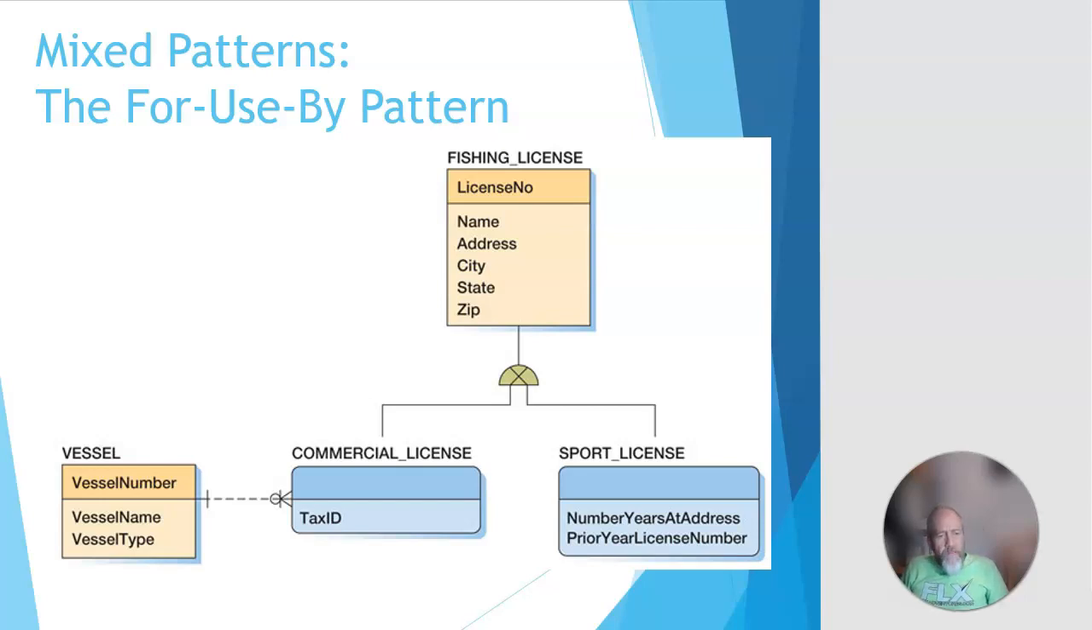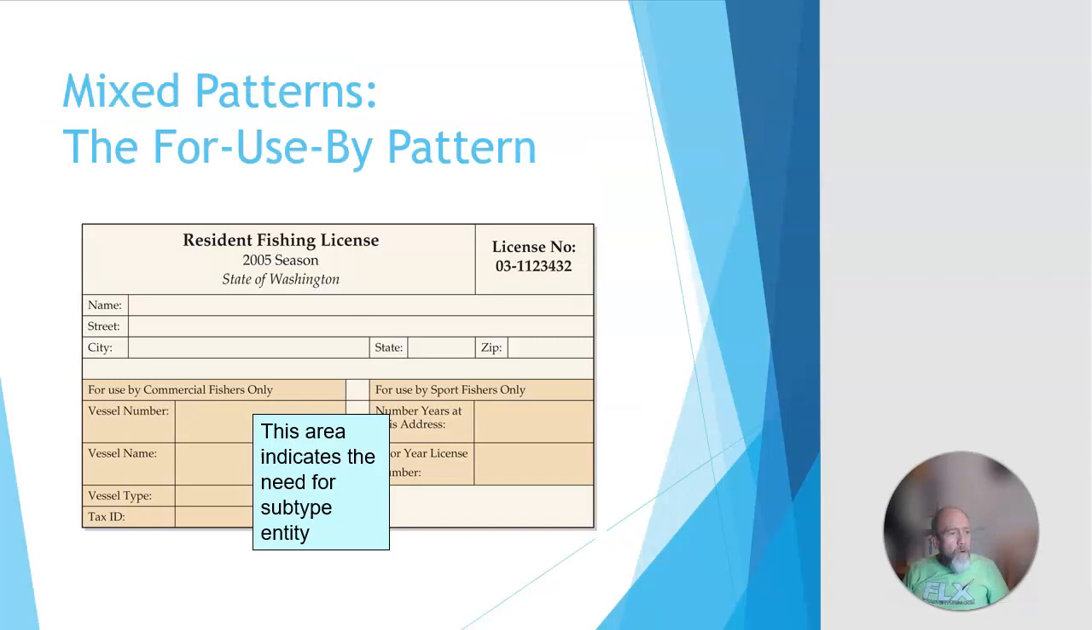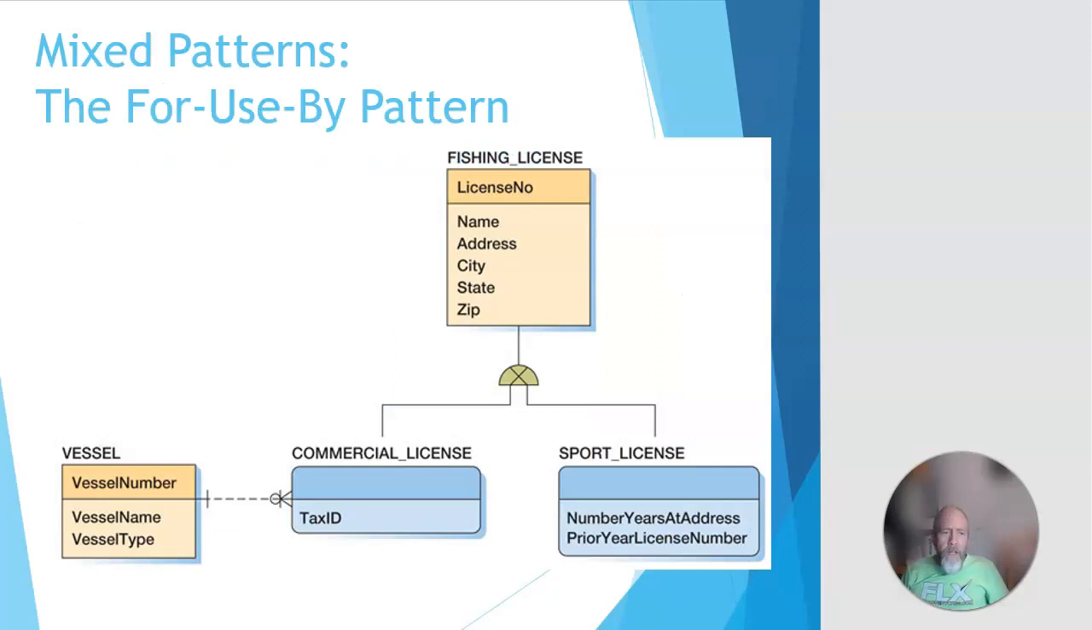Now, note that the vessel is off to the side. It can be its own entity. Now, if I were just modeling this form, and only this form, these would have no use other than in this form, I could model the vessel information underneath commercial license information and sport license information underneath sport license information. And in that case, I wouldn't necessarily worry about making that relationship go off to the side.